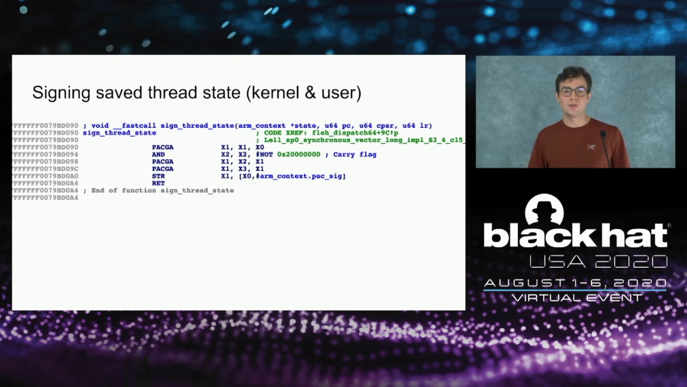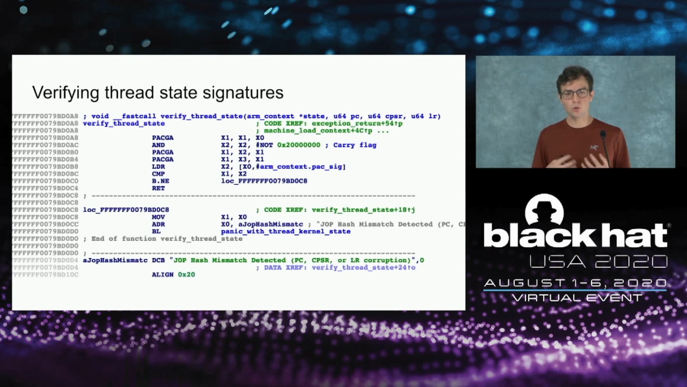And sign thread state is going to entangle all of these registers into a signature, a PAC protected signature, which then gets stored into your saved state blob. And correspondingly, there's also a function that verifies these signatures, verify thread state, for when you want to actually pop these registers back out. This function is basically going to regenerate the signature and check that none of the registers have been tampered with. And if there has been some sort of tampering, then this function will panic.